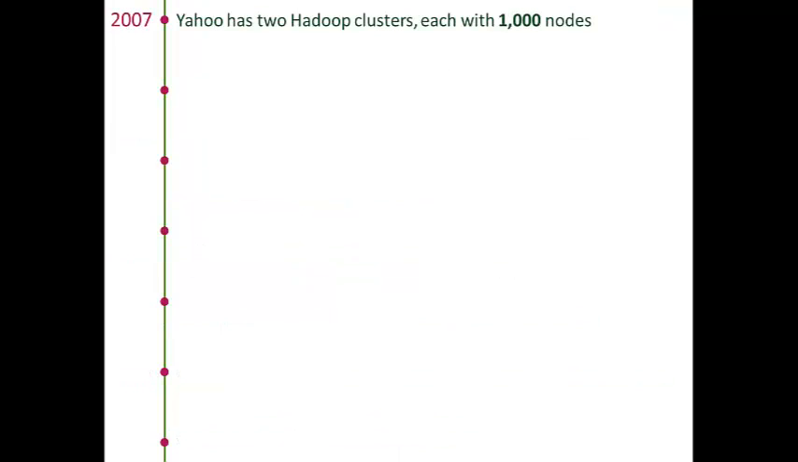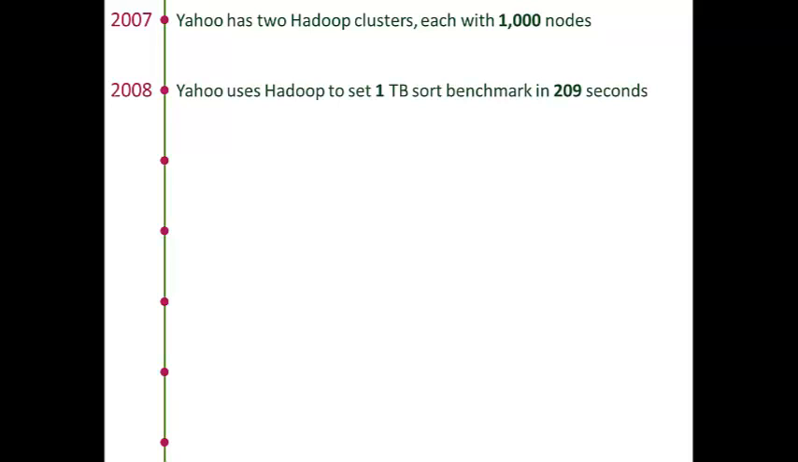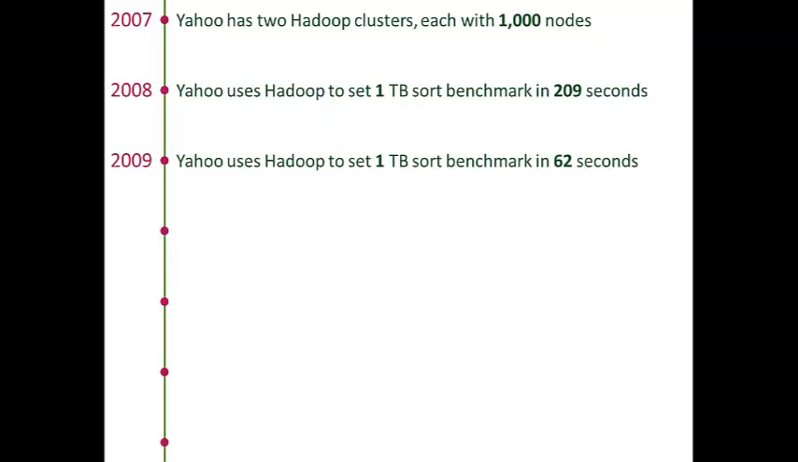By 2007, Yahoo was running two 1,000-node Hadoop clusters. In 2008, Yahoo used a Hadoop cluster to sort 1 terabyte of data in only 209 seconds. In 2009, Yahoo lowered the 1 terabyte sort record to 62 seconds using Hadoop. By 2010, Facebook was using a 2,000-node Hadoop cluster with 21 petabytes of data.